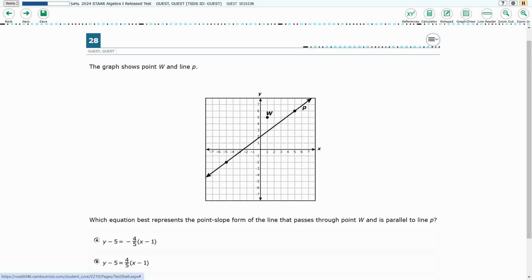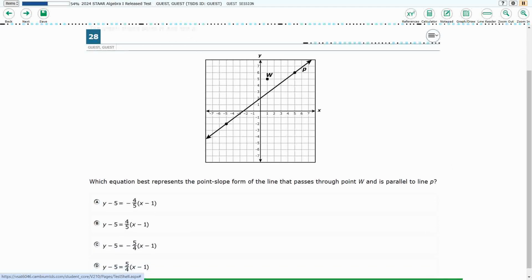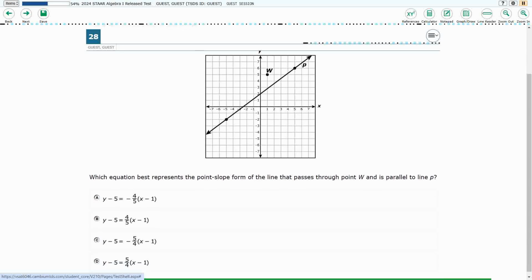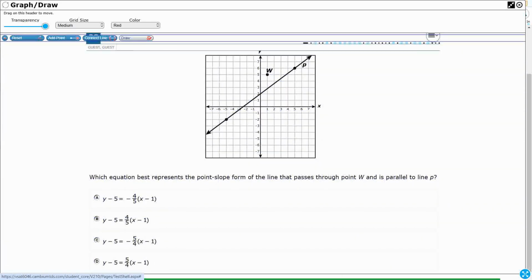All right, so we've got this graph that shows two different points, W and line P, and we have an equation that we need to find here, so I'm just going to leave it scrolled like this so we can see this. There's actually a lot of information given to us in this question. So what do we need to know? Well, we need to find an equation in point-slope form, so we can use our reference materials to figure that out. It's going to pass through point W, and it's going to be parallel to line P.